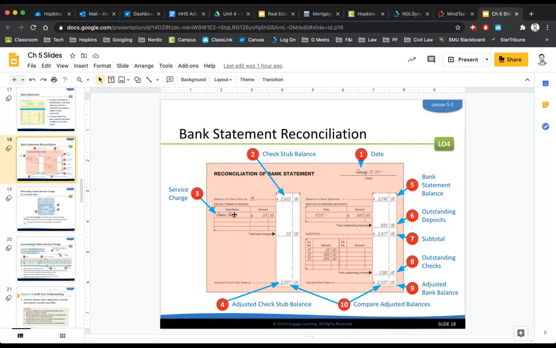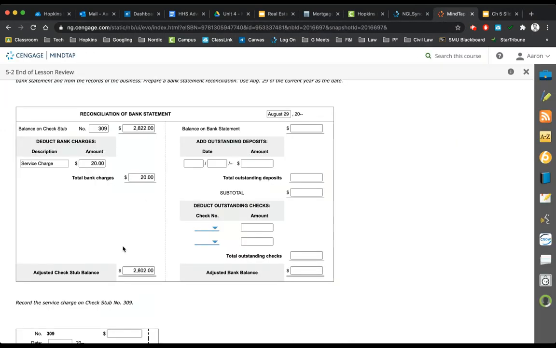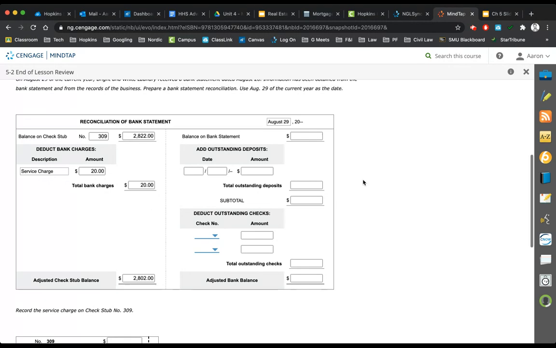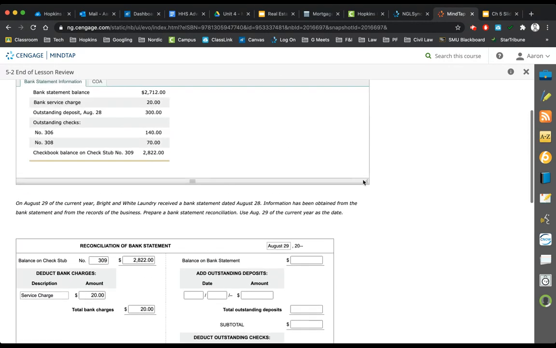We write the service charges over there. We total all the charges, because maybe there was more than just one charge there. And then we calculate the total balance at the bottom. Next step then, step 5, we write the bank statement balance itself, and the bank statement balance was $27.12.